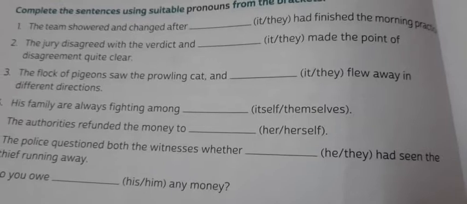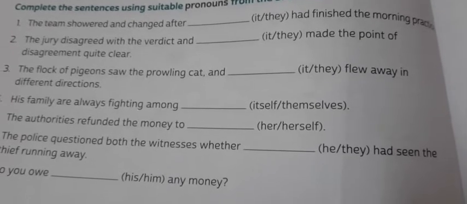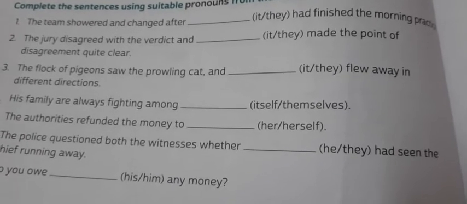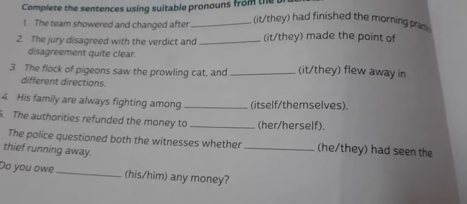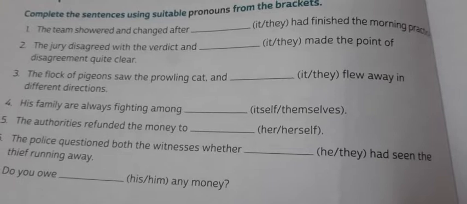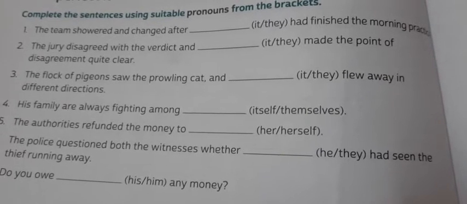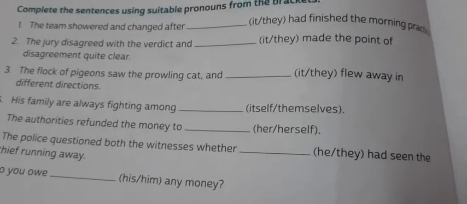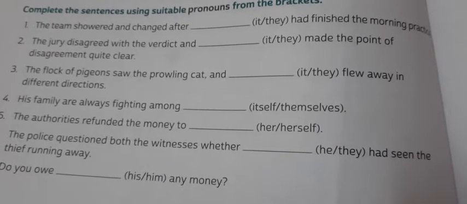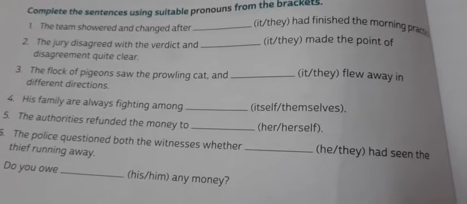The flock of pigeons saw the prowling cat and flew away in different directions. For animals you use it, so it flew away in different directions. His family are always fighting among themselves. The action is done by the subject and reflected upon the subject, whether singular or plural. His family is plural, so they are fighting among themselves.